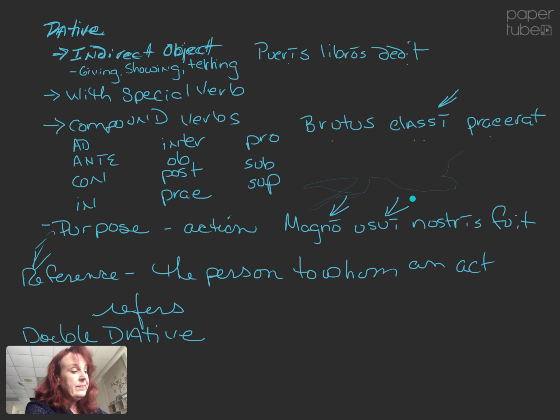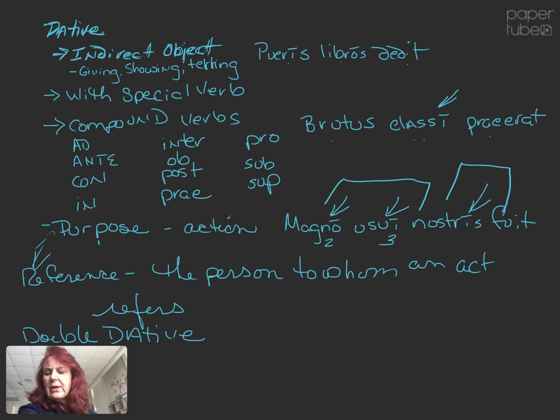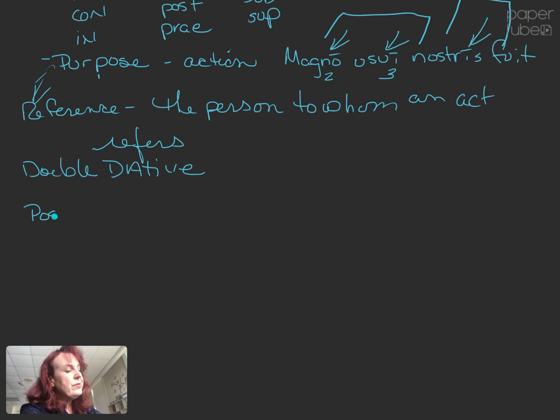Magno usui: dative second, dative third. And then what about to our men? That's the dative of reference. They gave you the double dative right together. To our men: nostris, our men, because it's a substantive use of that adjective. So this is not only an example of dative of purpose with these, but dative of reference here, which makes it the double dative.